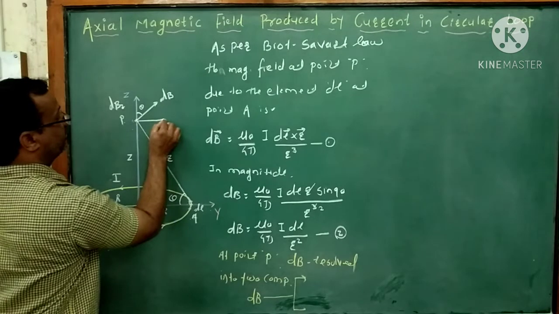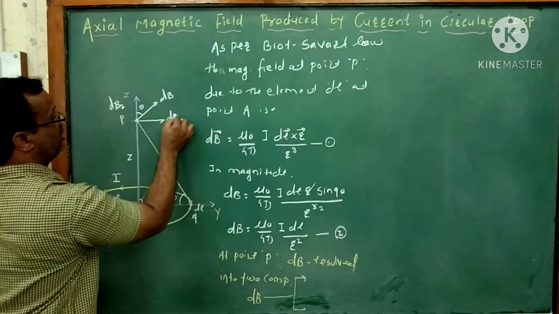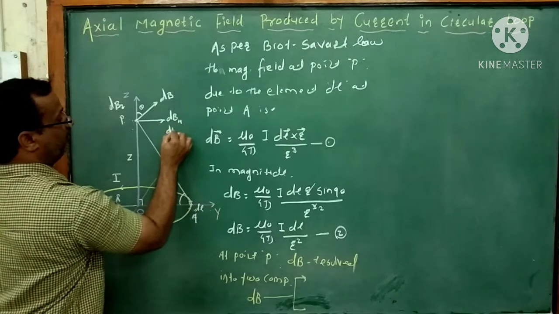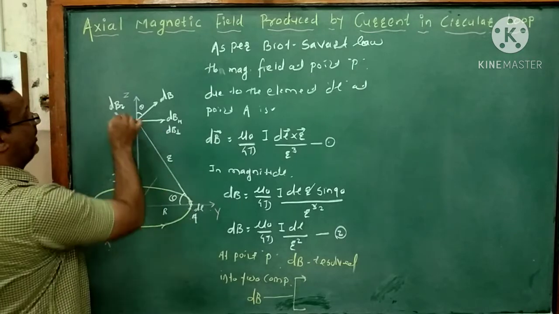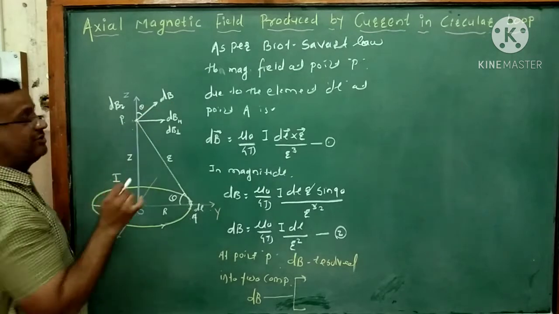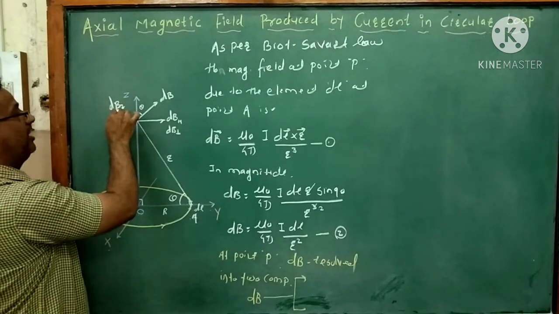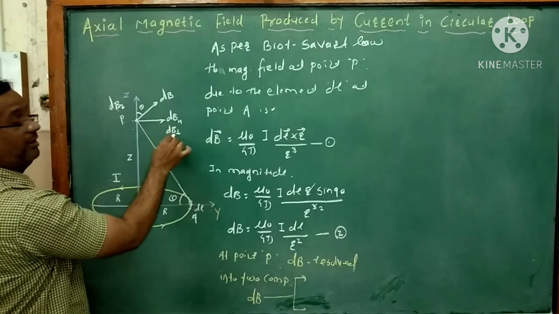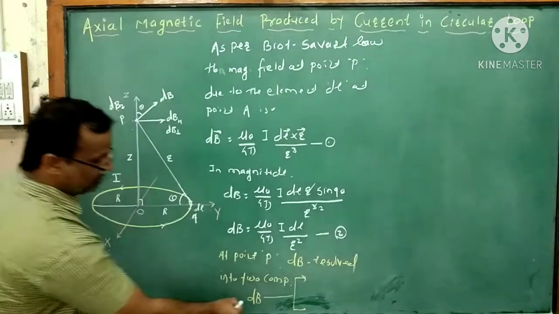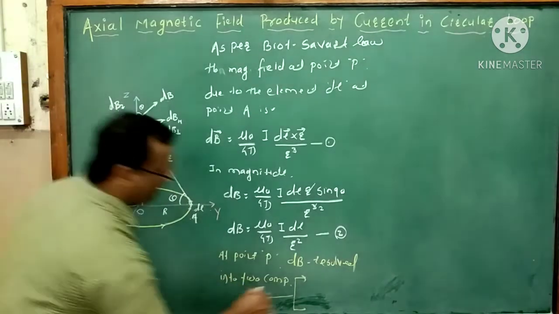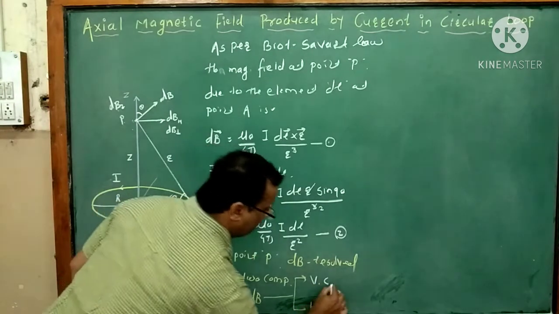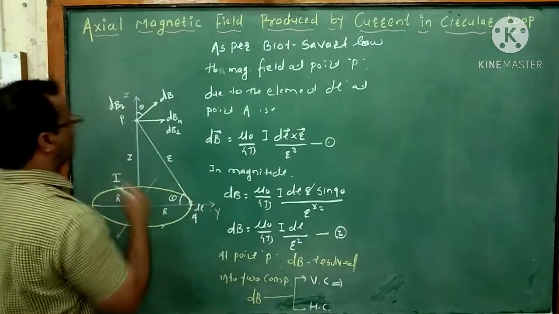horizontal component, right? This horizontal component is represented by dBh or simply dB perpendicular, which means perpendicular to dBz. So dB is resolved into the vertical component dBz, and the second one, the horizontal component, dBh or simply dB perpendicular.